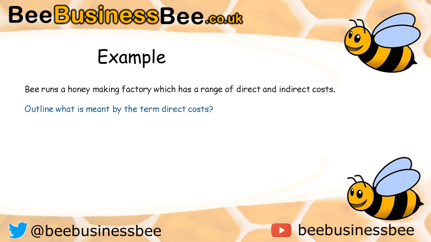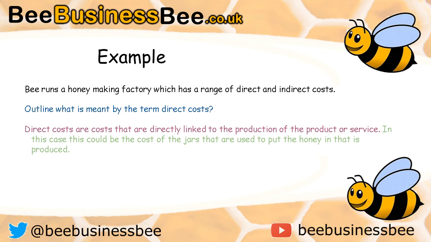And the question, of course, says, outline what is meant by the term direct costs. What I suggest you do is, rather than just sit there watching this video, pause it now, actually have a go at answering that question. So try and give me a definition of the term direct cost, and then follow it on with an example, and link it to B and the honey making factory. Pause the video now, and then unpause it because we're going to look at the answer now.